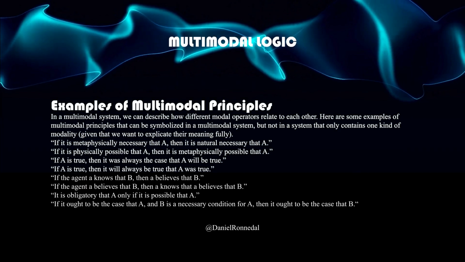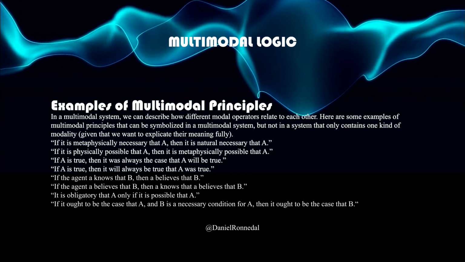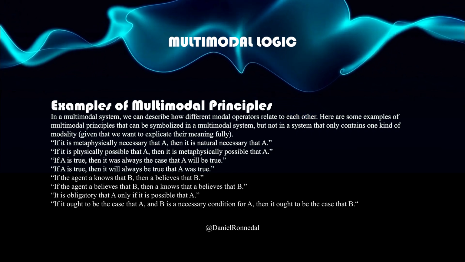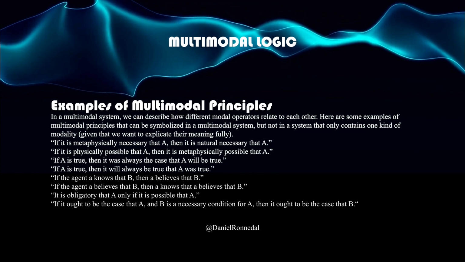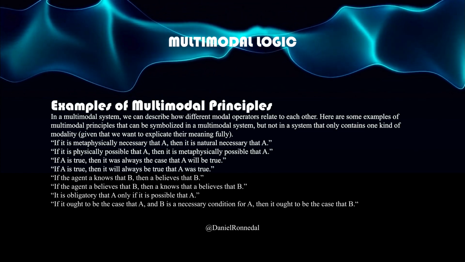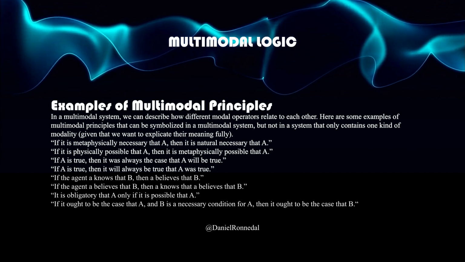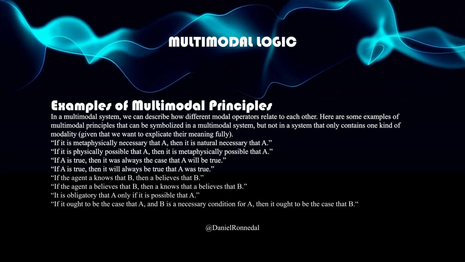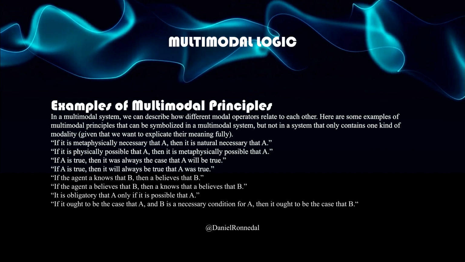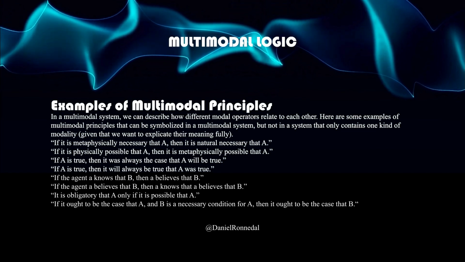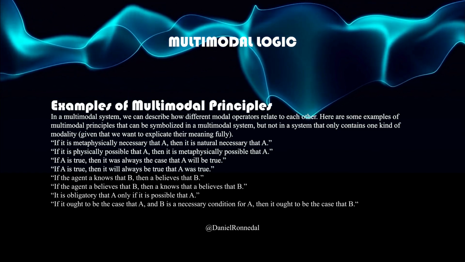In a multimodal system, we can describe how different modal operators relate to each other. Here are some examples of multimodal principles that can be symbolized in a multimodal system, but not in a system that only contains one kind of modality. If it is metaphysically necessary that A, then it is naturally necessary that A. If it is physically possible that A, then it is metaphysically possible that A. If A is true, then it was always the case that A will be true. If A is true, then it will always be true that A was true.